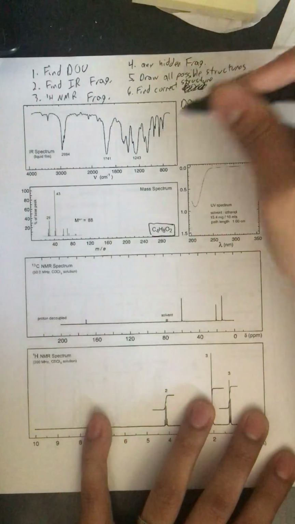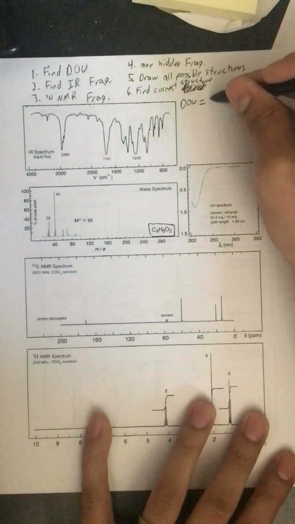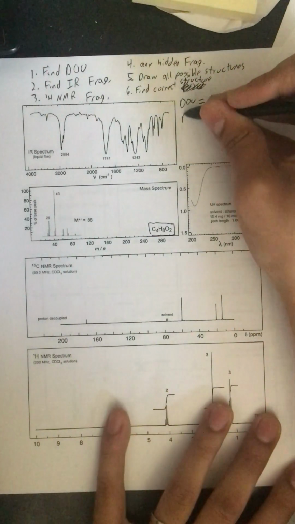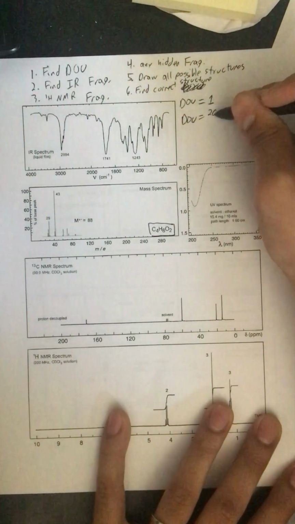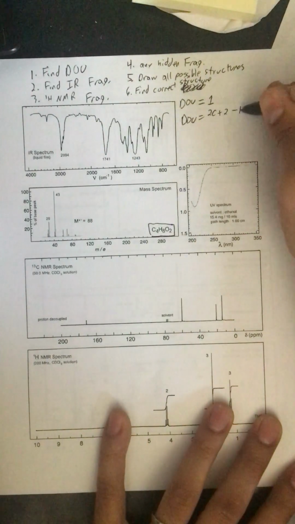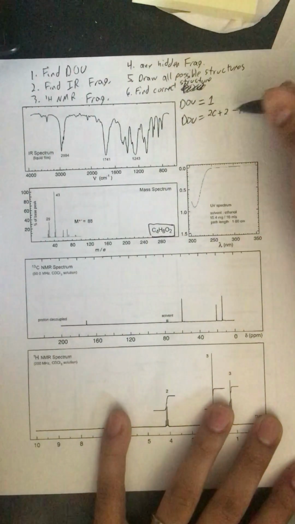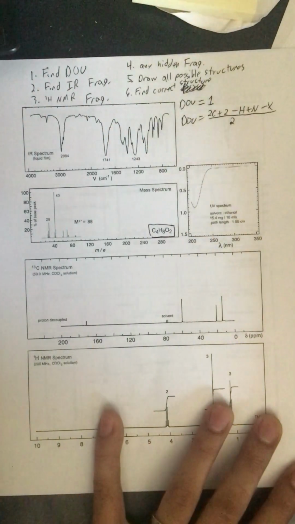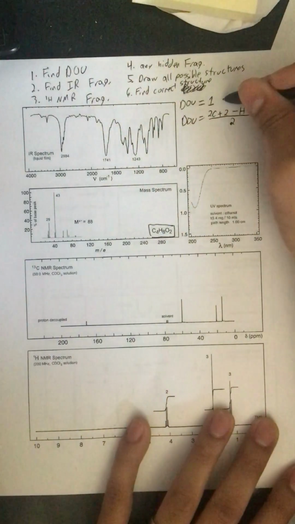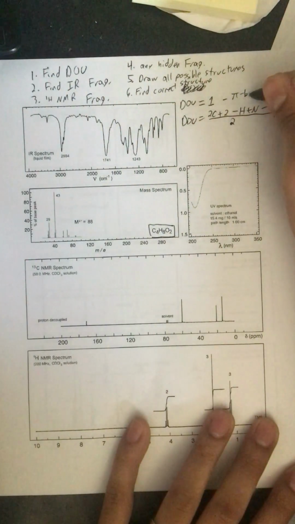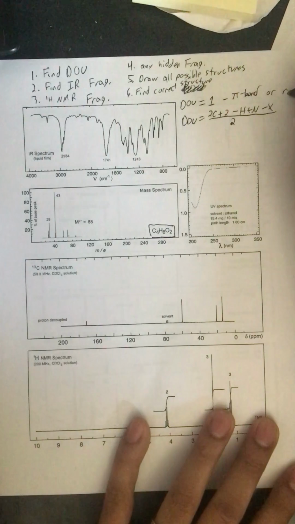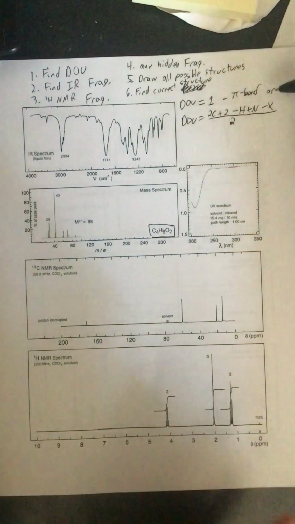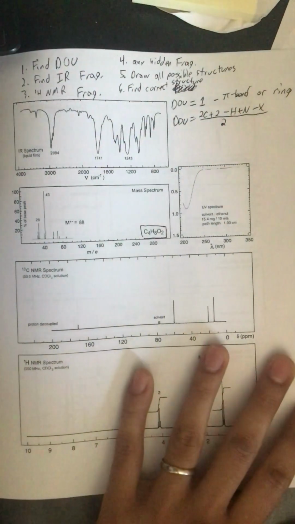So DOU is going to be equal to 1 for this, and there's a formula that you can do. Let's see if I can remember. I think this is right. 2C plus 2 minus H plus N minus X quantity over 2. And if you stuff these numbers in, you'll get the degrees of unsaturation to be 1. This means 1 pi bond or ring. So the DOU is equal to the sum of the pi bonds and rings. So since it's 1, it's either 1 pi bond or 1 ring.